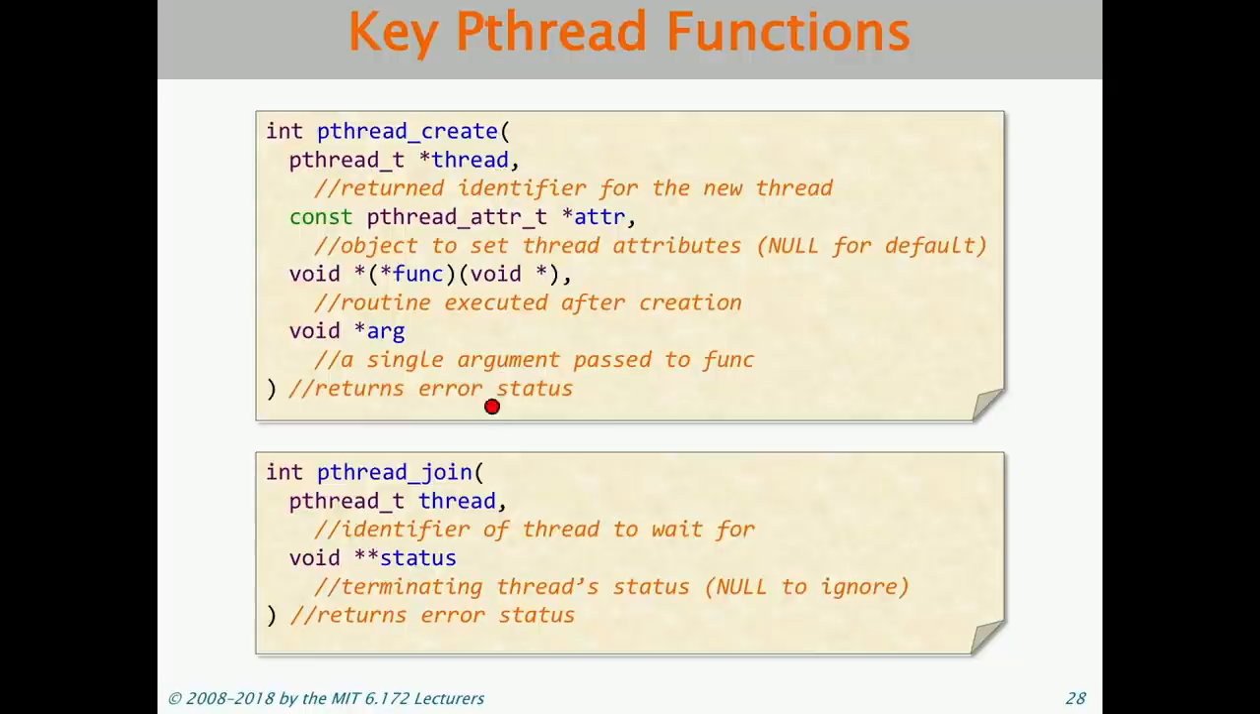Pthread_join basically says that we want to block at this part of our code until this specified thread finishes. So it takes as argument pthread_t, this thread identifier, and these thread identifiers were created when we called pthread_create. It also has a second argument, status, which is going to store the status of the terminating thread. And then pthread_join also returns an error status. So essentially what this does is say to wait until this thread finishes before we continue on in our program.